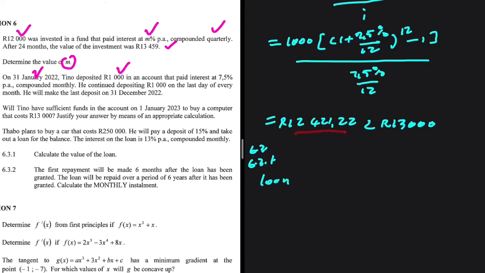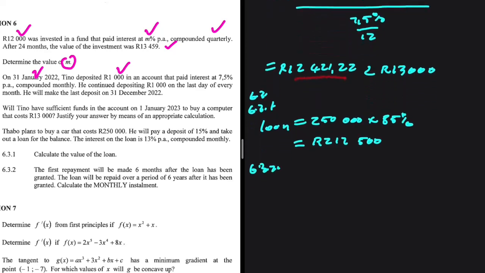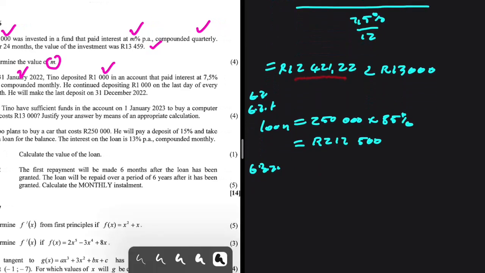The value of the loan is equals to 250,000 multiplied by 85%. The 15% is the deposit he is deciding to pay. So what is the amount of the loan? The amount of the loan will be equals to 212,500 rands. 6.3.2. The first payment will be made 6 months after the loan has been granted. The loan will be repaid over a period of 6 years after it has been granted.